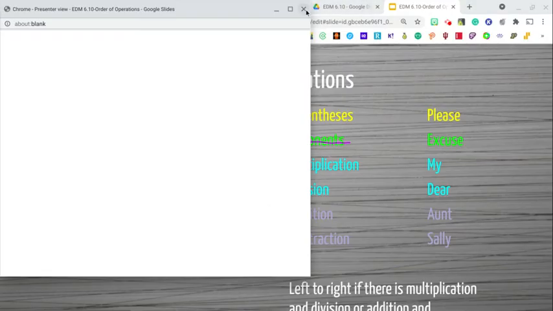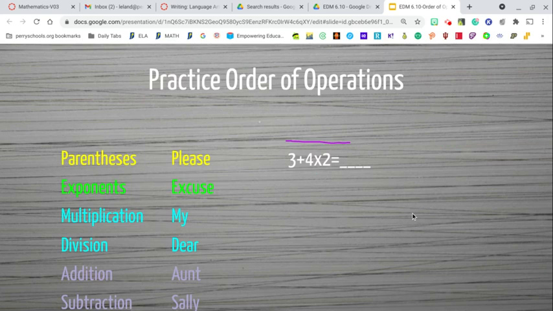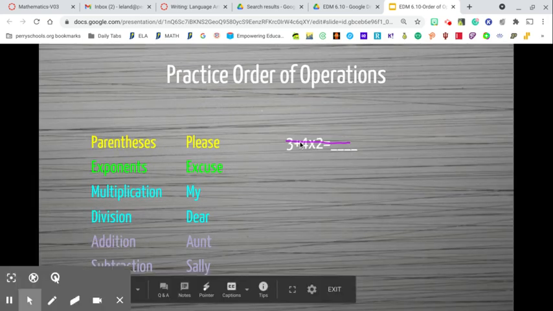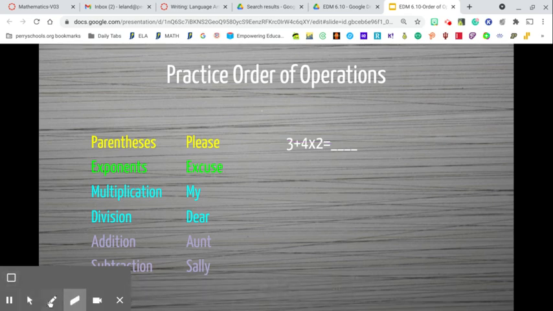Okay, so let's look at the next page. We're just going to solve these together. I have the order of operations on the page, and we're going to go through all of them together to make sure that we're solving in the correct order. So the first one says 3 plus 4 times 2. As I look at this, I don't see any parentheses. Remember, we don't have exponents, but I do see multiply. I see 4 times 2. So I'm going to solve that first, and that is 8.